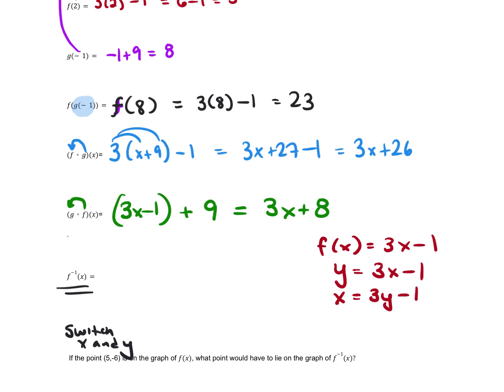So I get x equals 3y minus 1. Now the only problem is we have to do a little algebra and solve for y. So I'll add 1, x plus 1 equals 3y, and I'll divide both sides by 3. So f inverse is simply going to be x plus 1 over 3. So, very typical kind of process. If you have it in function notation, we'll replace it with the y, we'll switch x and y, and then we'll resolve it out.